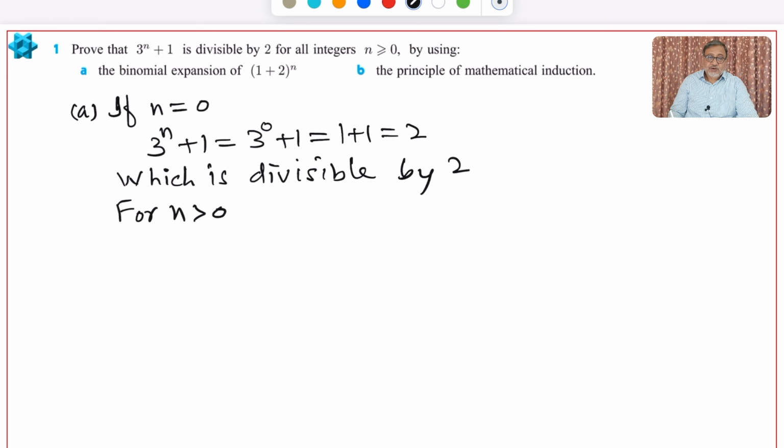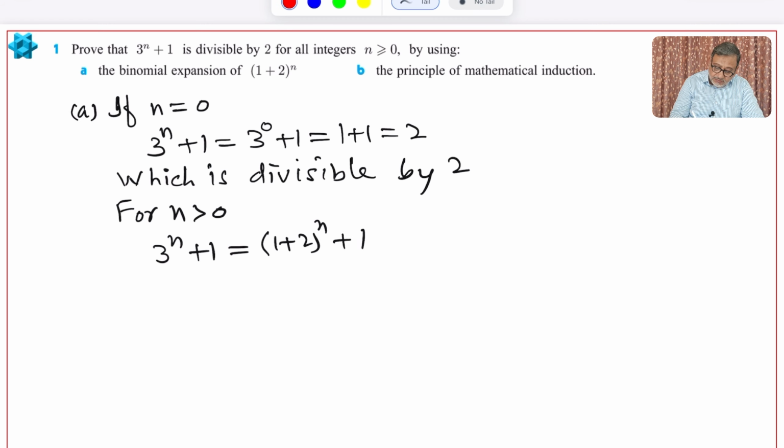Now for n greater than 0, okay, what we will do? We will use the binomial expansion. So 3 to the power n plus 1 we will write as, we can write 3 as 1 plus 2, to the power n and plus 1 we will keep aside. So look here, this 3 to the power n I am writing as 1 plus 2 to the power n. It is one and the same thing, right?